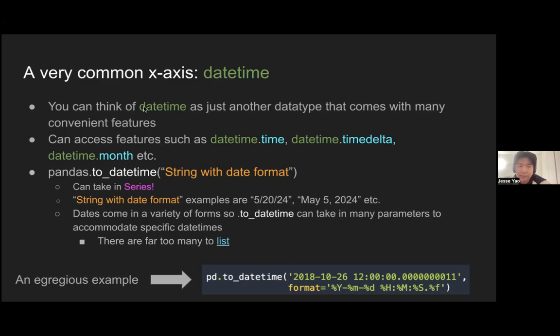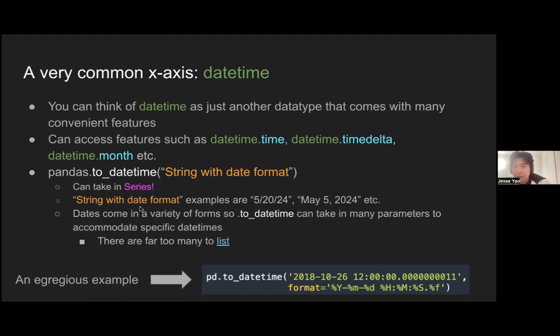You can use datetime, and this has a lot of convenient features. You can just call datetime.time to get the time, timedelta, which means the difference in time from some other time, or datetime.month and immediately extract the month out of the date.